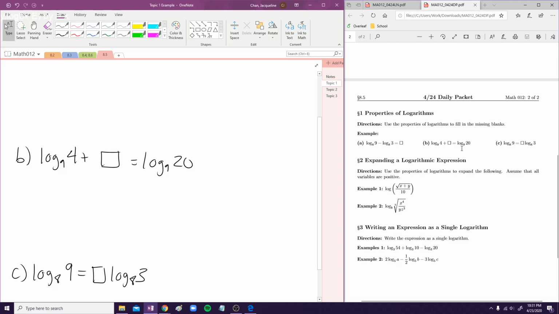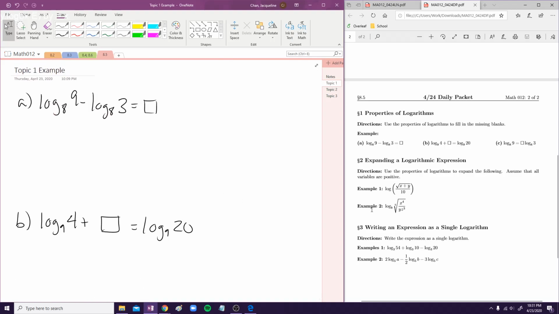Now that we've learned about the properties, let's put them into use, right? So for topic 1, we're going over the properties of logarithms. For our directions, we're going to use the properties of logarithms to fill in the missing blanks. So for letter A, we have log base 8 of 9 minus log base 8 of 3 equals box. So we're looking for what box is.